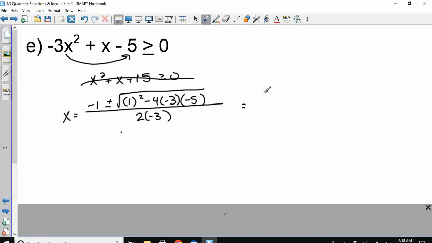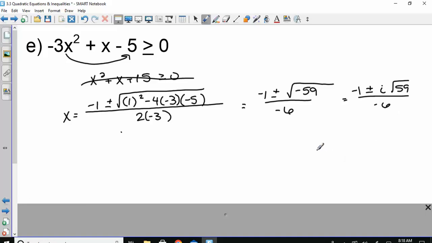Can we take our negative out and then do all? So I get 1 minus 60. So I get a negative 59 under my radical. What does that mean? When your zeros are imaginary, what does that tell you about your graph? It doesn't touch the line. It doesn't actually hit the x-axis. Did this graph open up or down? Down. So it opens down and never hits the x-axis.